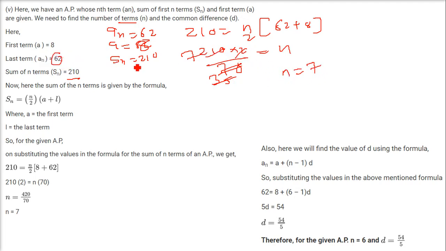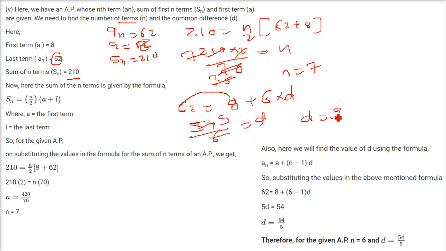Now the nth term is given as 62. So we can write this 62 as a, which is given as 8, plus n minus 1, that is 7 minus 1, so 6, into d, which we don't know. 62 minus 8 is 54, divided by 6 we get d. 6 9s are 54, so d is 9.